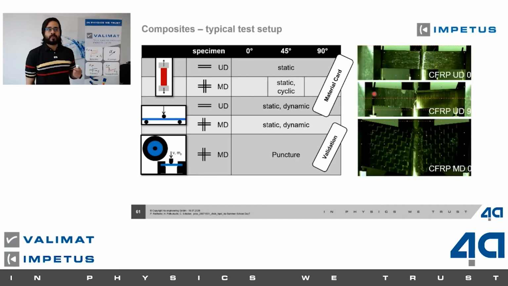So composites. As all of you know, there are different kinds of composites depending on how you lay them up. You have your unidirectional, you have your multidirectional, that is fibers oriented in different directions. As you can see here, these are all the typical test setups that we offer with the impetus system. For the unidirectional, we have the tension tests, and then we also have the bending and the puncture tests as validations.